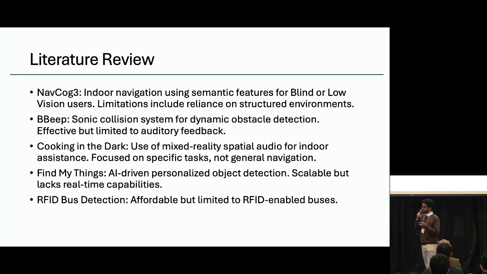Cooking in the Dark is a mixed reality project that helps the blind cook when they can't see anything. Find My Things is an AI-driven personalized object detection. It basically takes four random objects in front of the blind person and saves them. If he loses the item, the app on the mobile device helps him find it. The RFID bus system is the same as the second one, but it uses RFID.